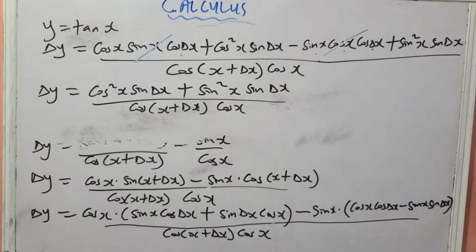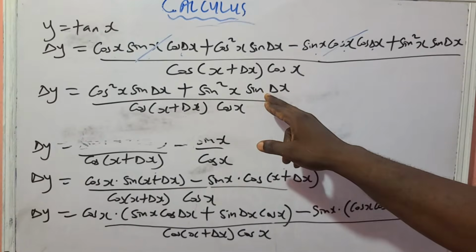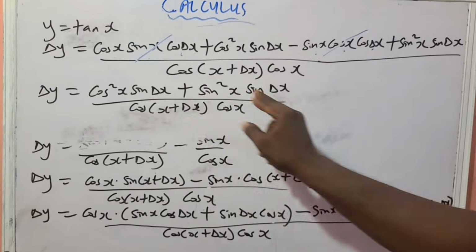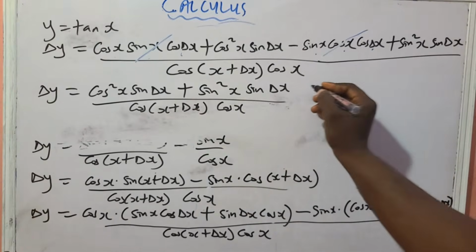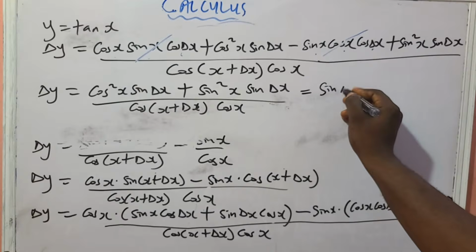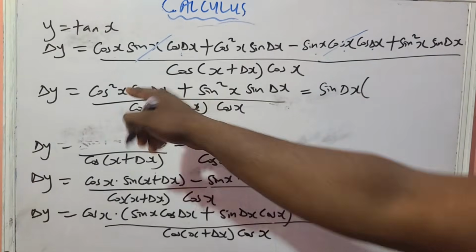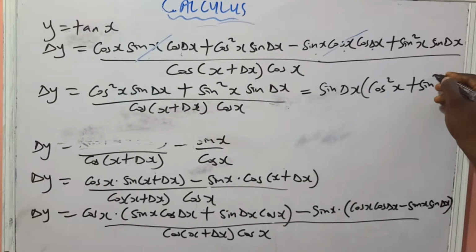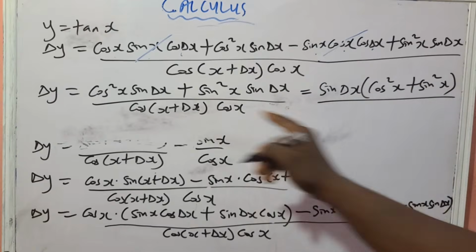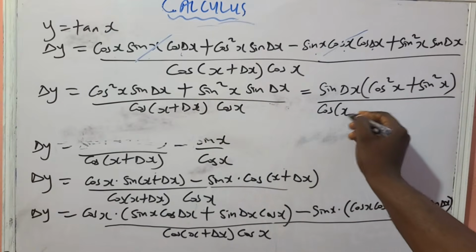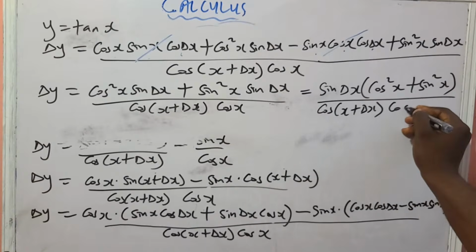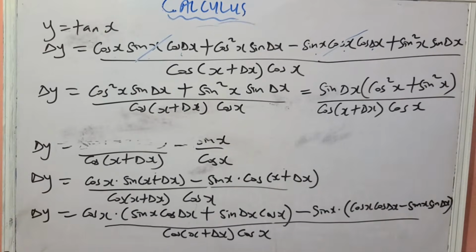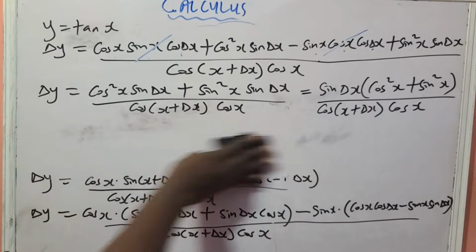Now, look at what's going on right now. We have sine dx here, we have sine dx here. So one of the things we can do now is to factorize sine change in x. And then we'll be left with cos square x plus sine square x, everything over cos x plus change in x, cos x. Do you see how we are making real progress? You have to do it step by step and don't mix things up.